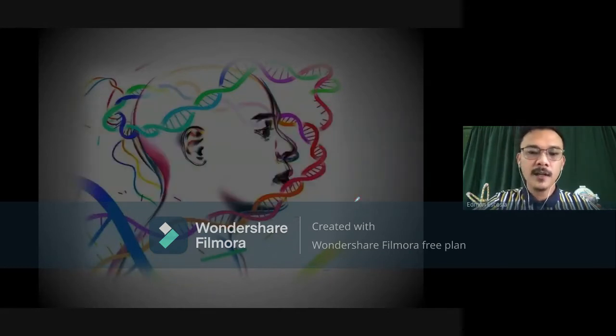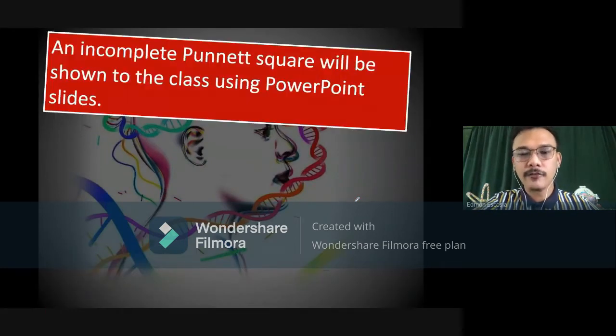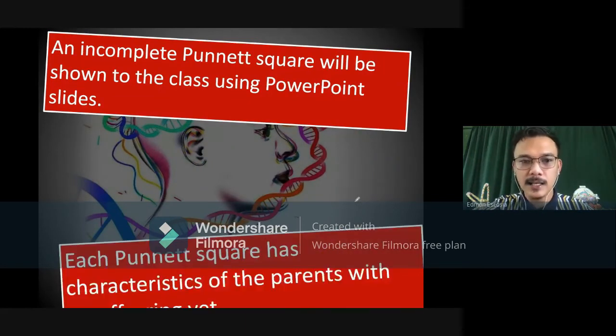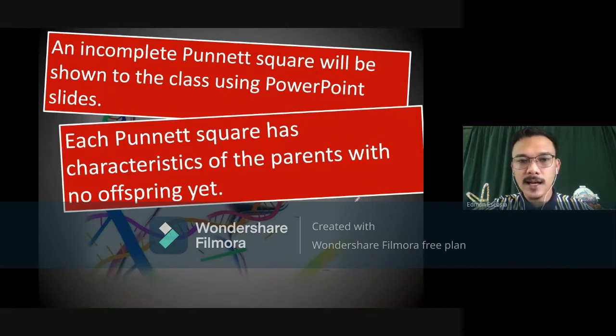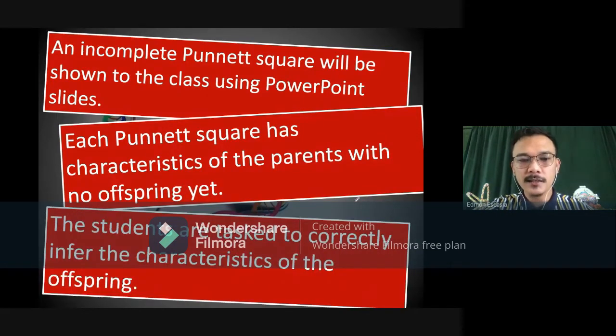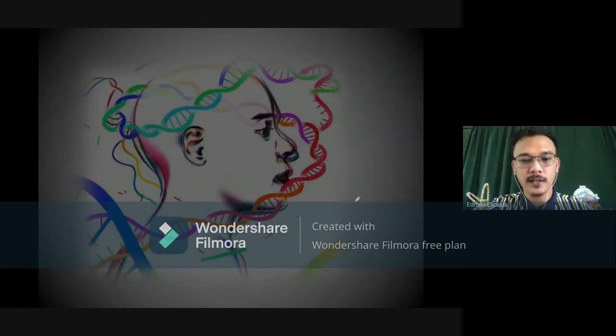But this time, we are using pictures to represent the characteristics of the parents. An incomplete Punnett square will be shown to the class using PowerPoint slides. Each Punnett square has characteristics of the parents, and your task is to correctly infer the characteristics of the offspring.